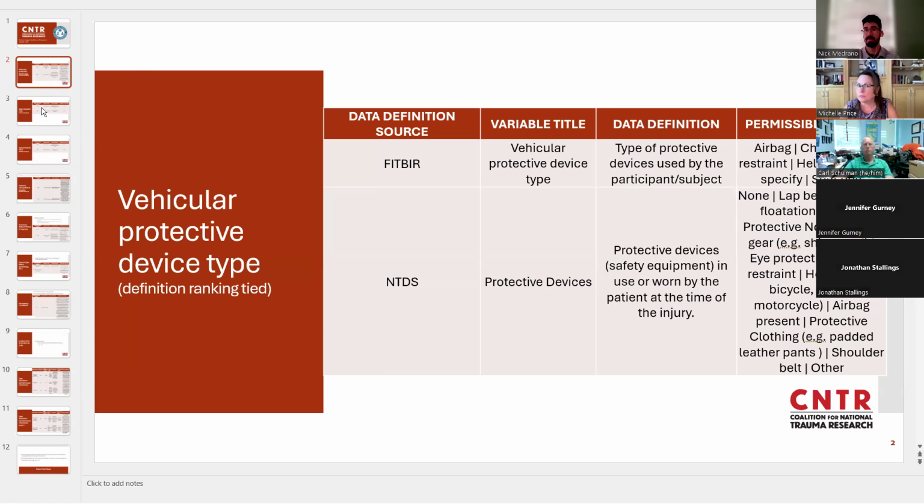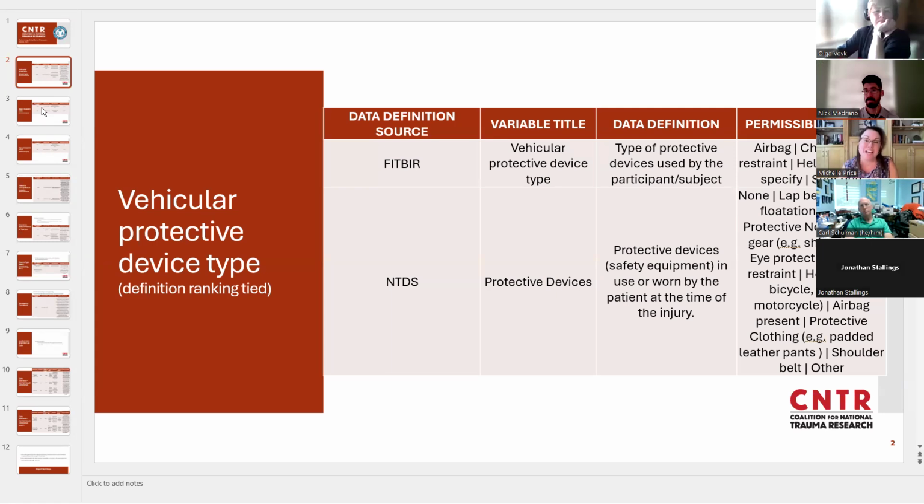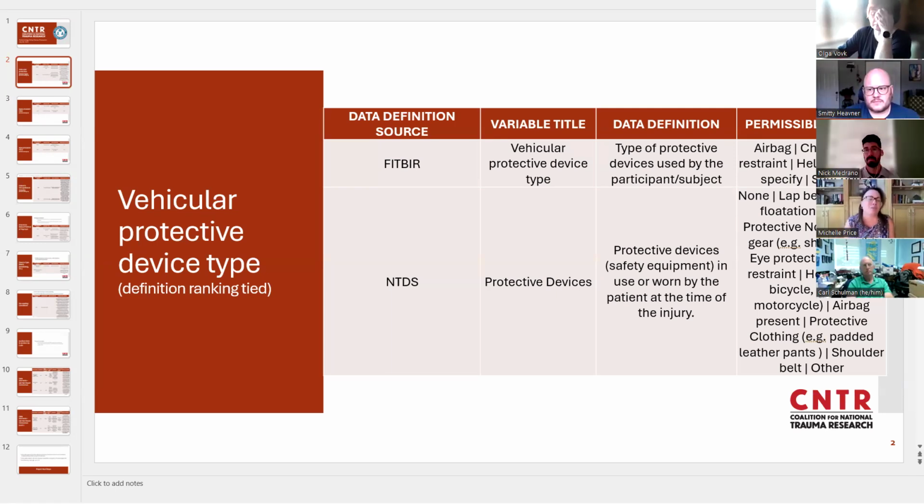I'm a little confused how you use both, though. It's a variable and it's only going to have one data definition. Well, I guess I could argue that one variable is vehicular protective device type, and another variable is a more general protective device, and that you could recommend that both of those variables be included in the basic set, but that an individual project probably would choose one or the other. Like if they're trying to align with other studies that have used TQIP data, for example, they would want to use the NTDS, is what I was thinking.